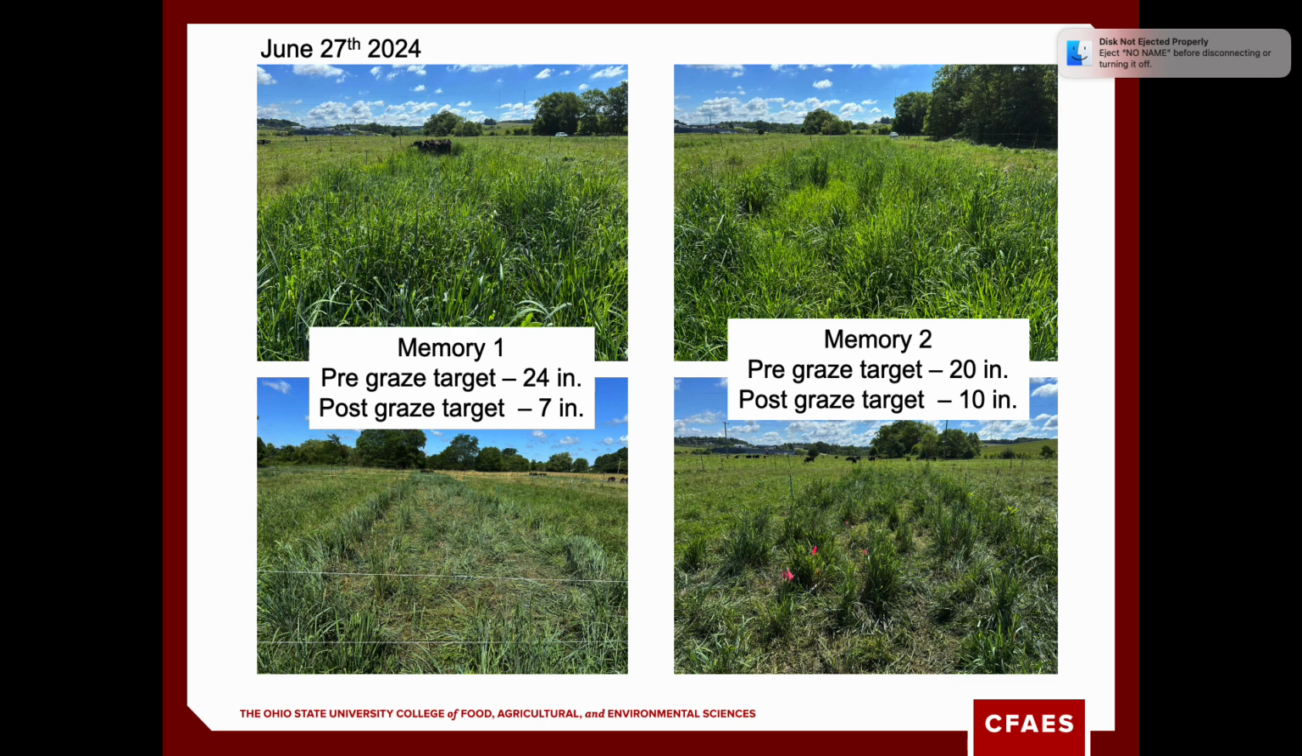So heights. Targeting heights is a very easy way for you to control all of this that I'm talking about. Now let's see a real example that we have in Jackson, Ohio, with Big Bluestem and Indiangrass. Memory 1, taller: this one we grazed at 24 inches until 7 inches. And the other one, 20 inches to 10 inches. And then the intensity is 50% for memory 2.